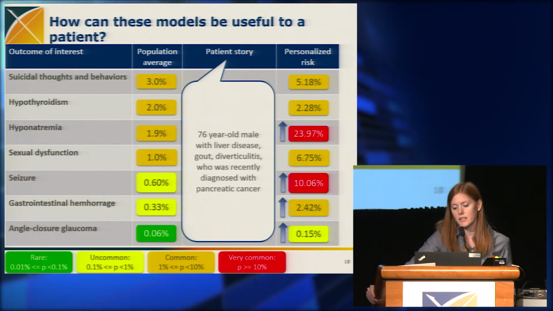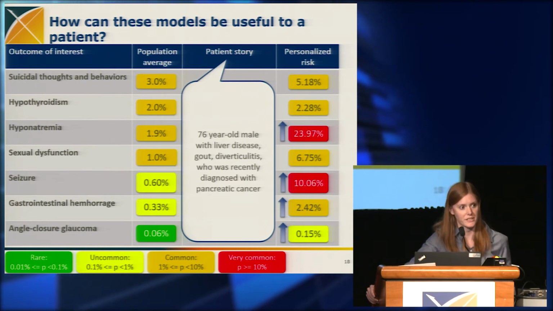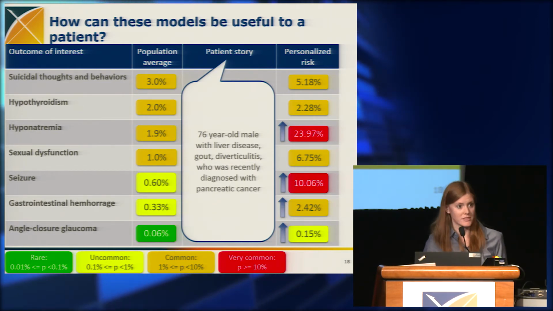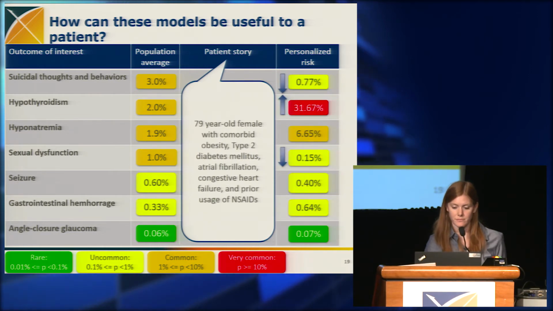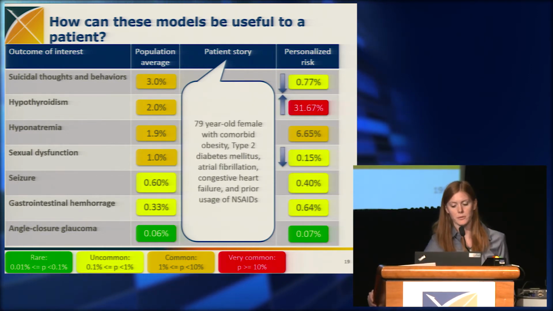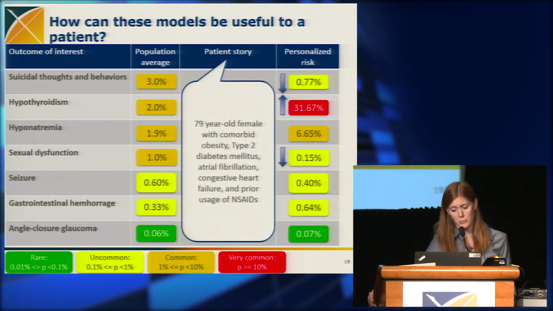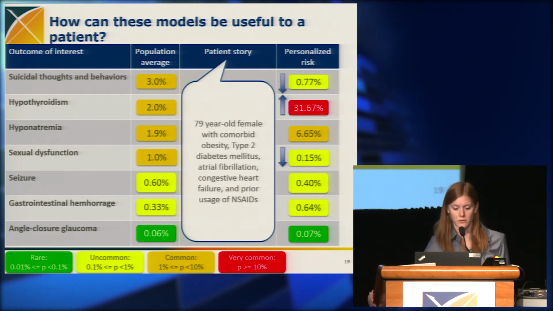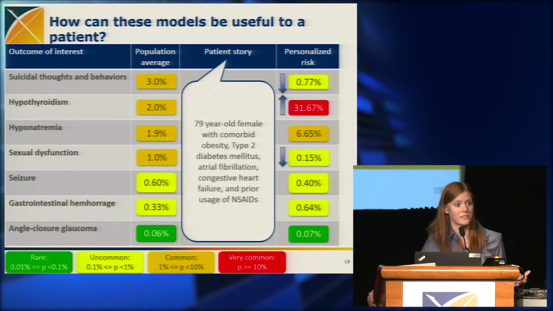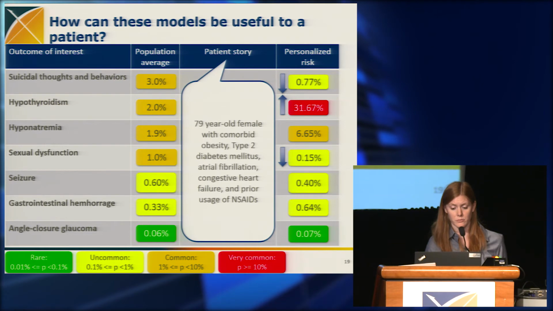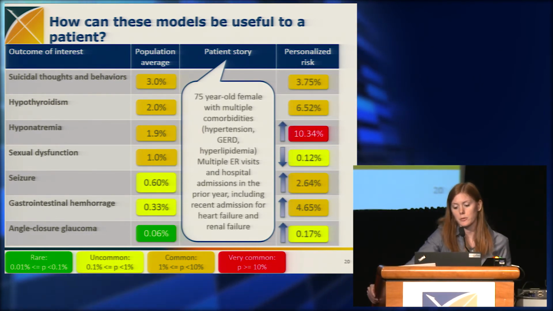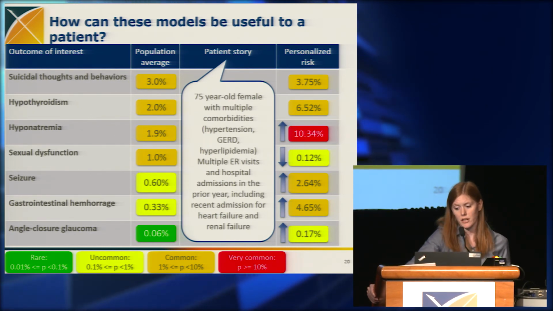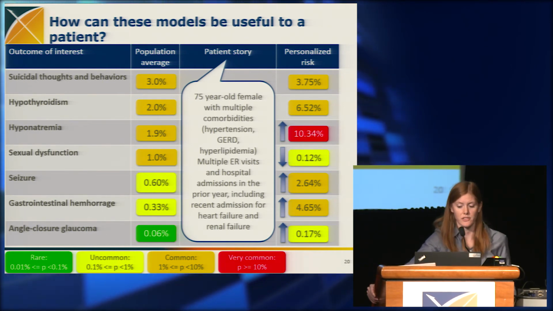76-year-old male with liver disease, he's got gout, diverticulitis, recently diagnosed with pancreatic cancer. He has a much higher risk for hyponatremia and seizure, and many of the other outcomes as well. So his profile does not match the average. 79-year-old female, comorbid obesity, type 2 diabetes, atrial fibrillation, congestive heart failure, prior use of NSAIDs. She actually has a much higher risk of hypothyroidism and some lower risk for suicidal thoughts and sexual function. So her profile, again, does not match the average the population would tell us. 75-year-old female, multiple comorbidities. She has multiple visits for the ER. She's had a recent admission for heart failure and renal failure. She has a much higher risk for hyponatremia, but a lower risk for sexual dysfunction. So again, she is not average.